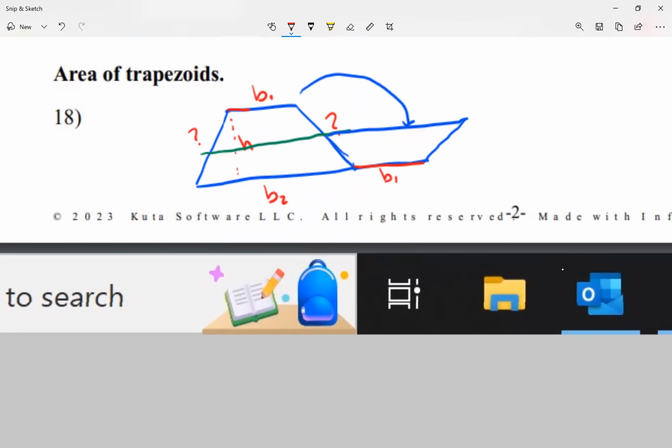This side is base 1, right? Remember, I flipped it upside down. And then I'm going to say the height. Now it's h divided by 2. That's going to be this height, because I cut the height in half. So remember, height divided by 2.